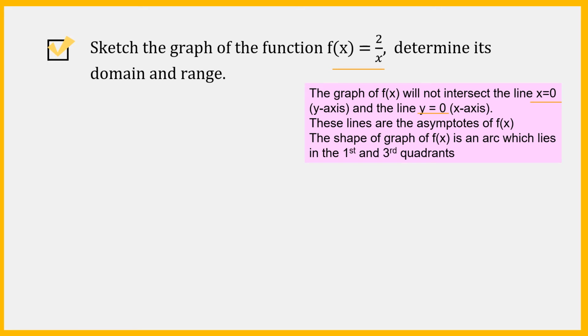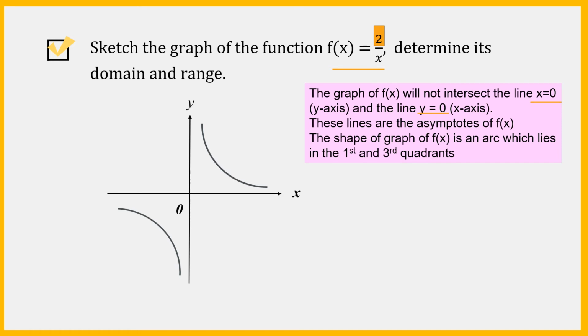The shape of the graph of the function is an arc, which lies in the first and third quadrants, since the numerator of the function is of a positive value 2. Now we can sketch the graph of the function. First, we draw the x-axis, followed by the y-axis. Notice that I have labeled the y-axis as y instead of f(x). Hence, the arc of the function can be labeled as y equal f(x).